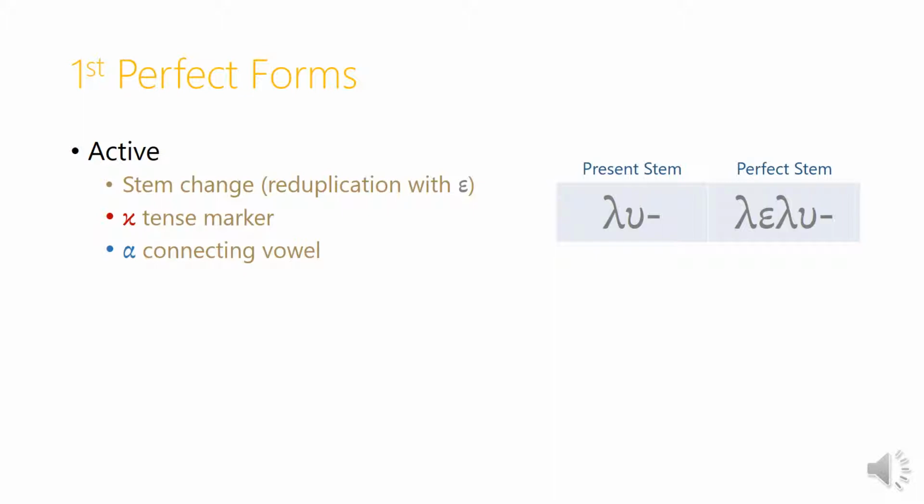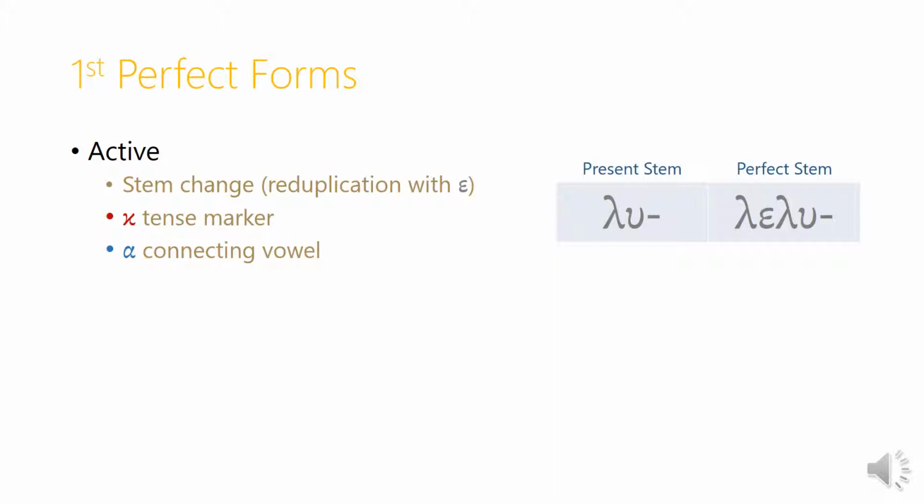Now, don't be confused between this and mi verbs. With mi verbs in the present tense, we had reduplication as well, didn't we? Like the stem da becomes didomi. The difference between mi verb reduplication and perfect reduplication, though, is that with the mi conjugation, our reduplication used the vowel iota. It's didomi. Here, the reduplication of the perfect tense is using the vowel epsilon. It's lelu.